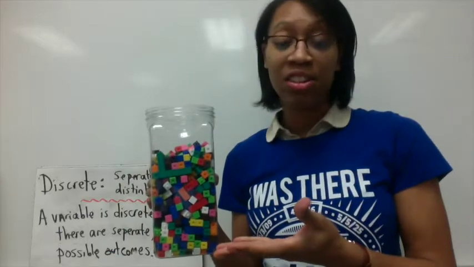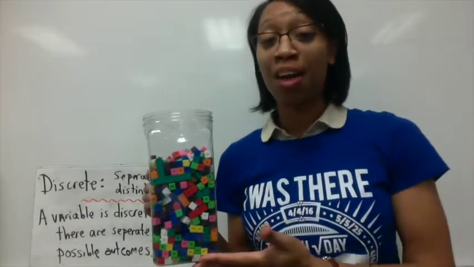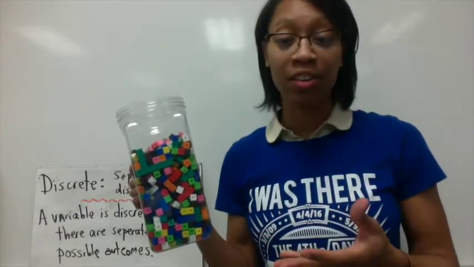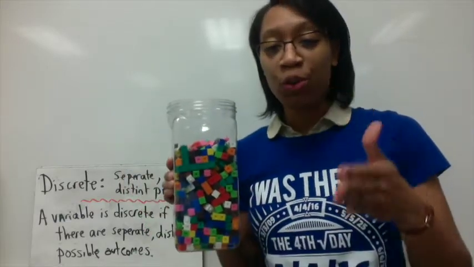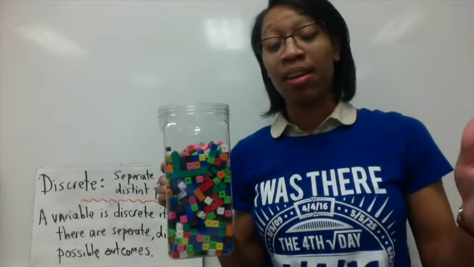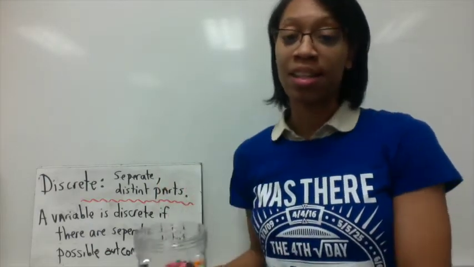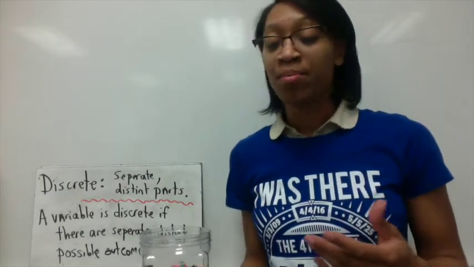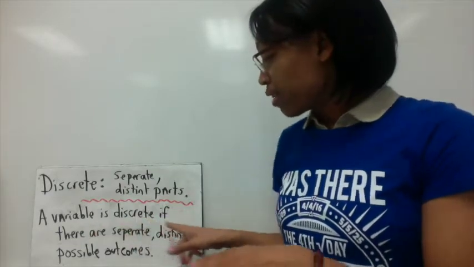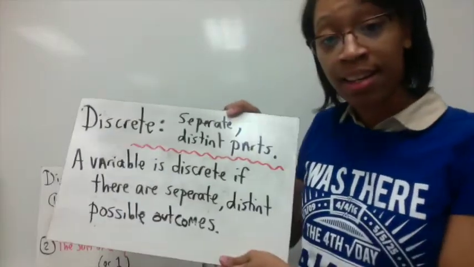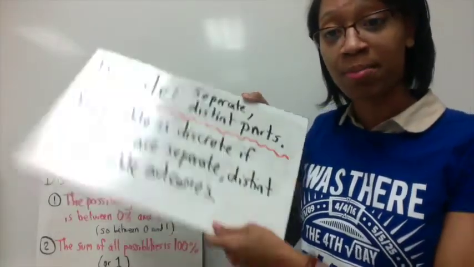I can get any of these colors, but I'm not going to get a purple cube because there are no purples in here. So there's only a certain number of options that can happen, and those options mean that my random variable is discrete because it can only be certain things. A variable is discrete if there are separate, distinct possible outcomes.